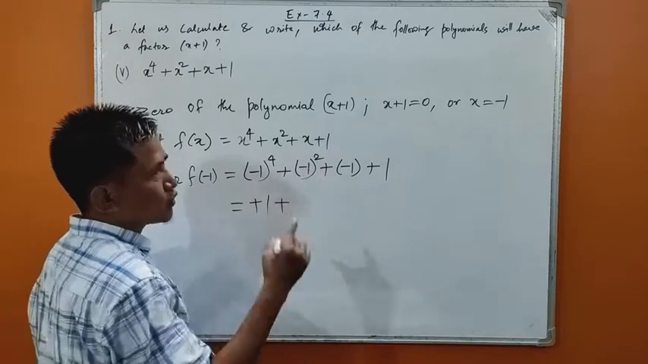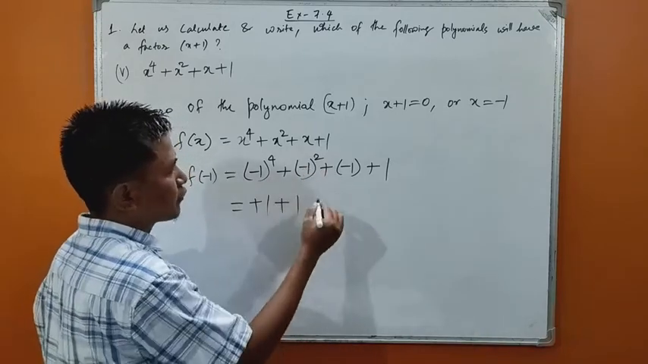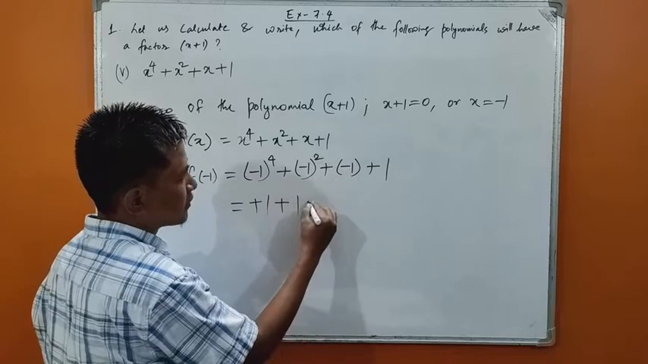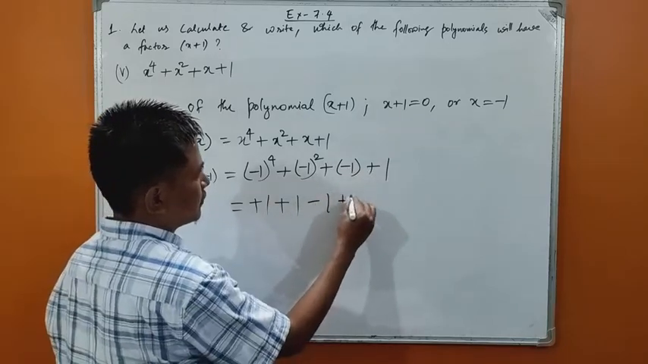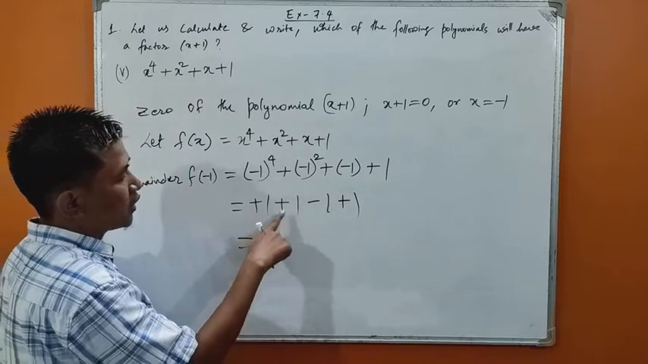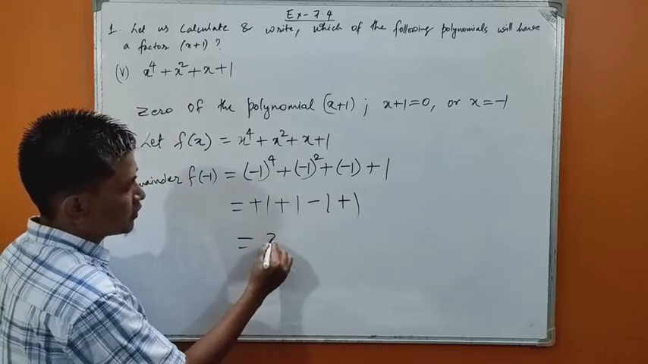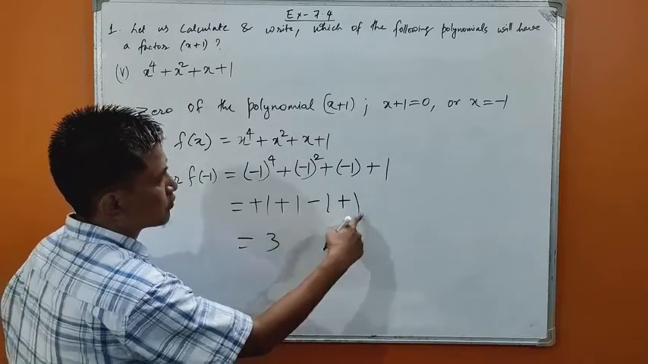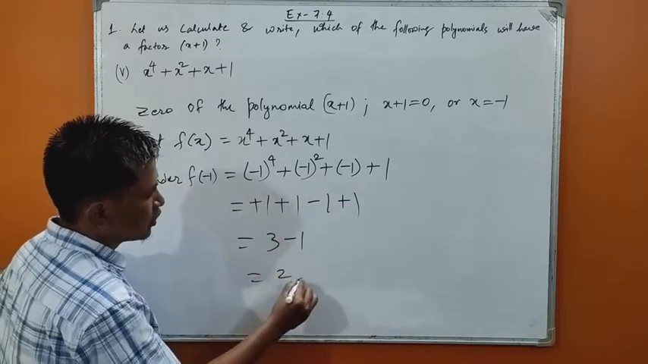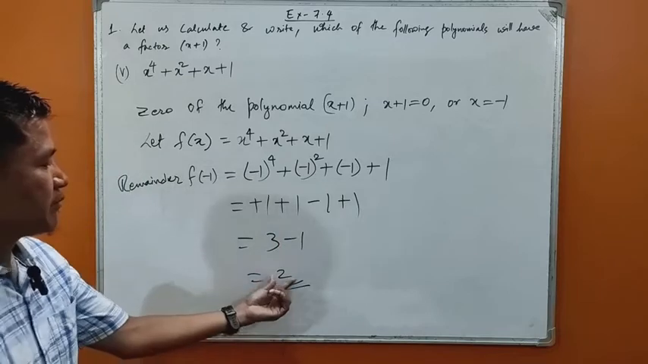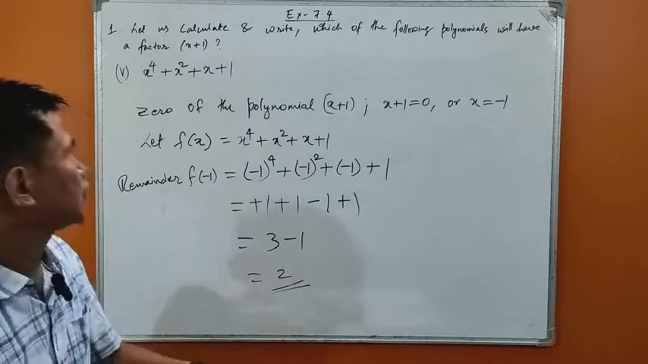So 1 square means 1 ones are 1, 1 multiplied 2 times. So plus into minus is minus. This is 1. Then this is plus 1, isn't it? Here we have 1, 2, 3 positive numbers. 1 plus 1, 2 plus 1, 3. And 1 negative number, minus 1. 3 minus 1 is 2. This is the remainder which is not equal to 0, isn't it?